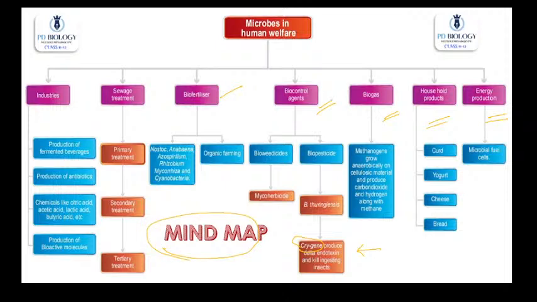So I think you all revise with me the whole chapter of microbes in human welfare. That will be helpful for your term exam.